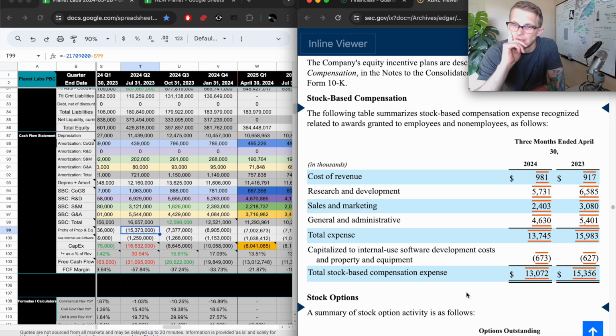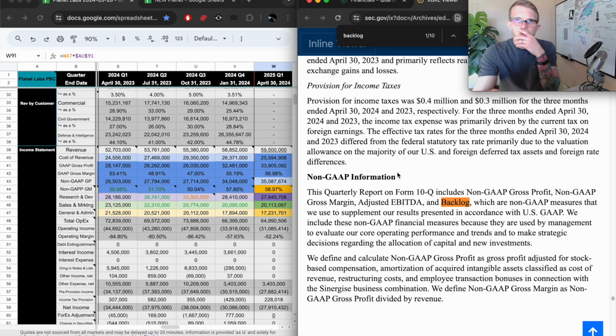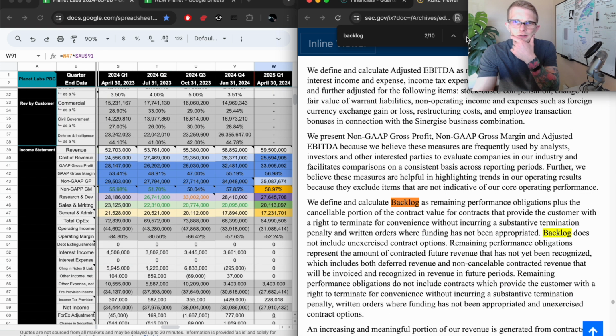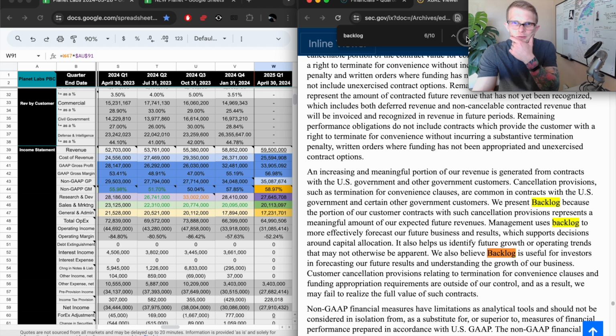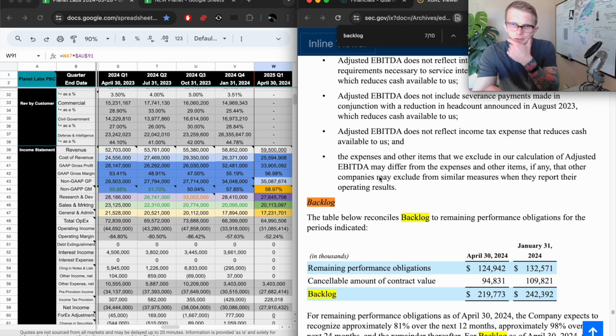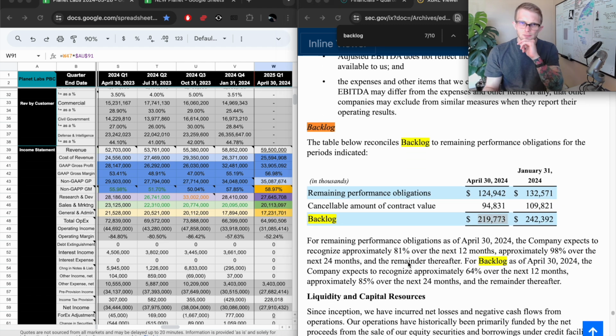Now, I mean, that's a relationship that's going to have to continue in that regard. If they are expecting to hit adjusted EBITDA profitability soon, really, they're going to need to continue to work on this stock-based compensation. Now, one more thing. We're going to look for the backlog. All right, so backlog. I'm wondering if they will. Yes, they will. Okay, so if they are to recognize.